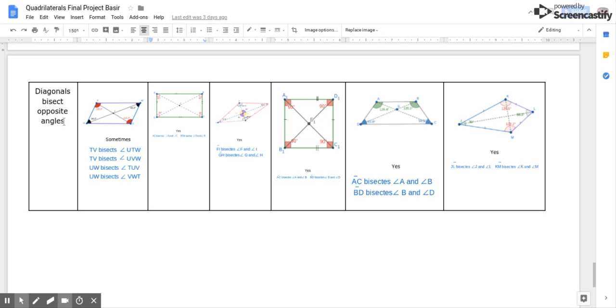Diagonals bisect opposite angles. Exactly. In each shape, if you look at the diagonals, they bisect the opposite angles.